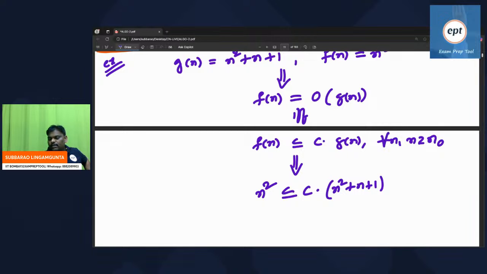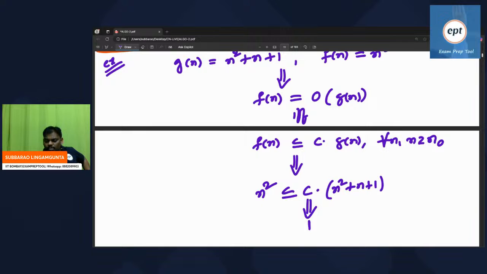Big O notation is saying that the right side should be greater. Here the right-hand side is already greater, so you can take C value 1. C is saying that if you need help, I will help you. But comparing left and right, the right is already greater, so there is no need of help. Then you can take C value 1.